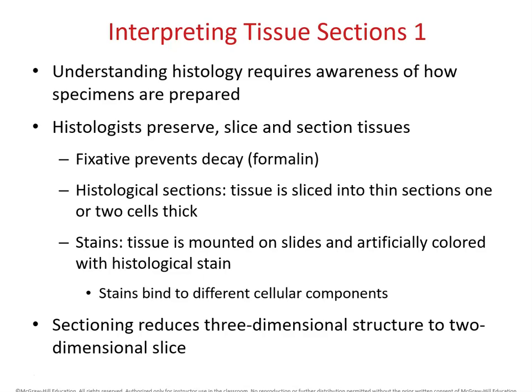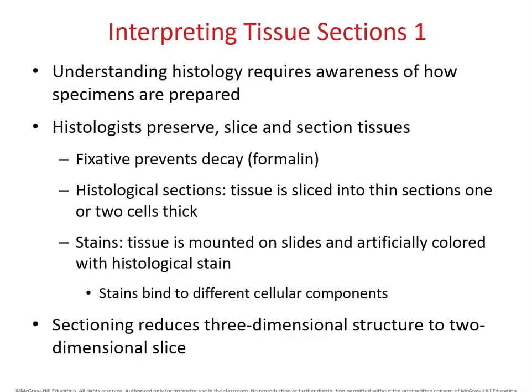Okay, so first of all, cells are generally fixed in formalin. It prevents decay of the samples and holds everything in place exactly as it is at the moment that it's fixed. What we call sections that are put on slides to be viewed with a microscope are super, super thin slices. They're usually only 1 or 2 cells thick, and that allows us to see through the less dense portions of the cells with a light microscope.